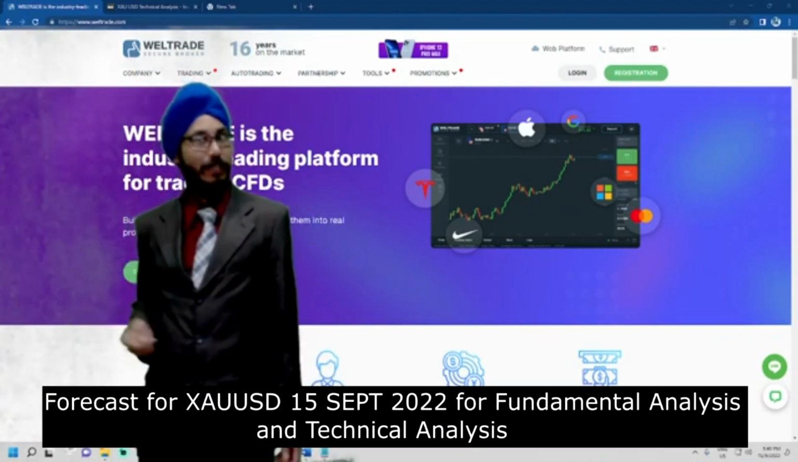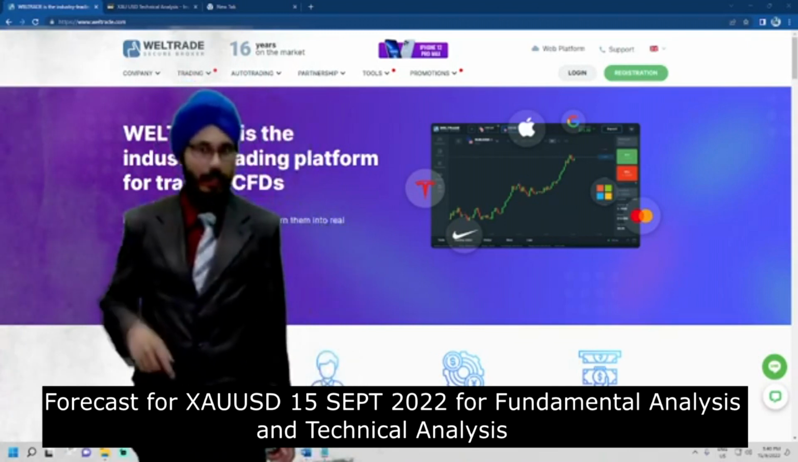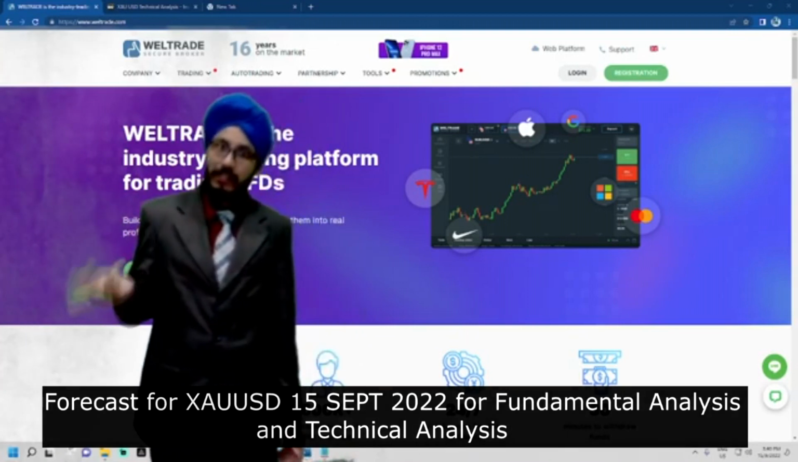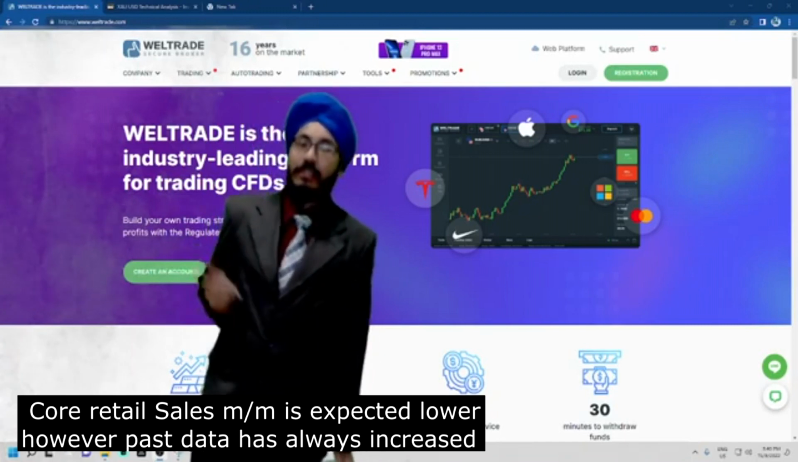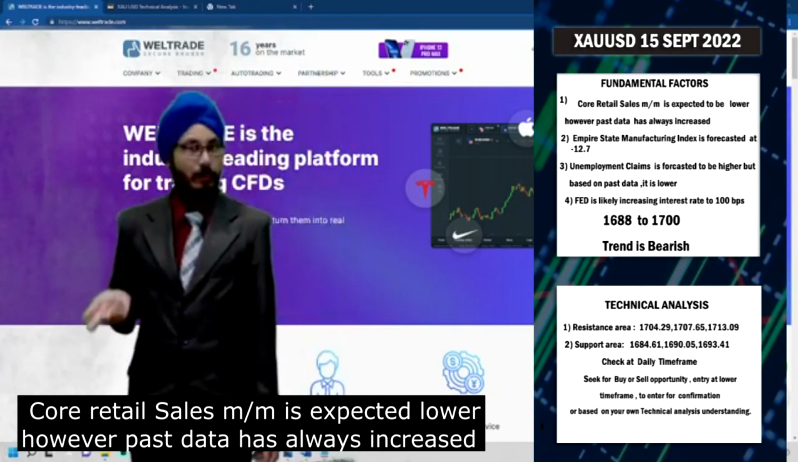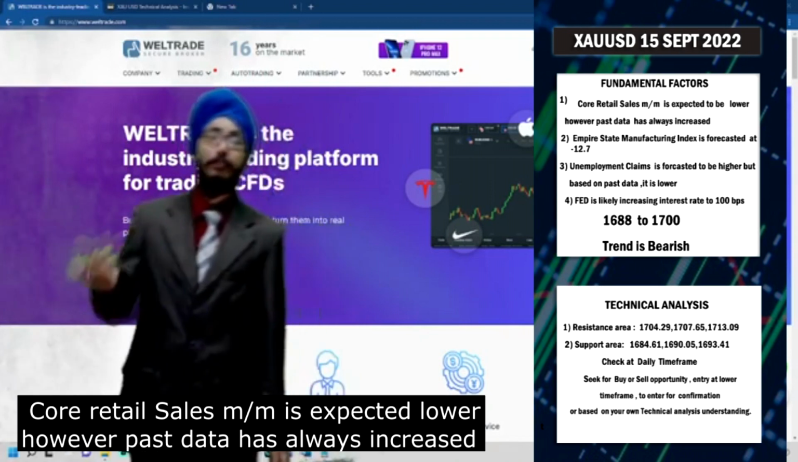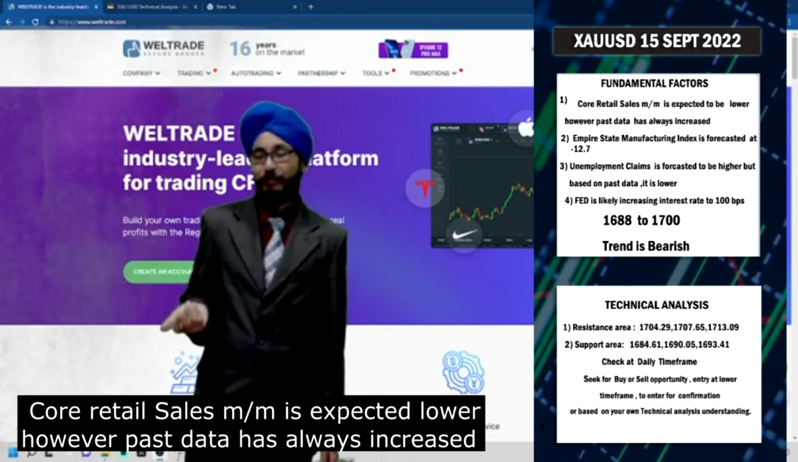Today I'm going to focus on the gold trend based on fundamental analysis and also technical analysis. Looking forward, firstly, as we know, US retail sales have always been forecasted slightly lower in the data, but however, it has always been higher. Even though this time it's being forecasted lower, it will be higher.